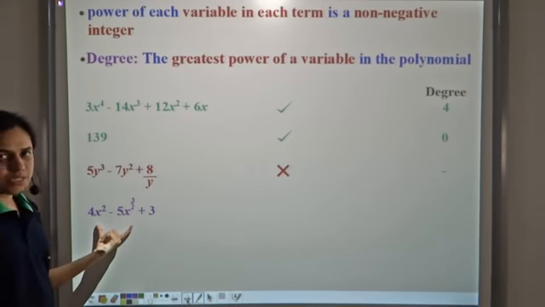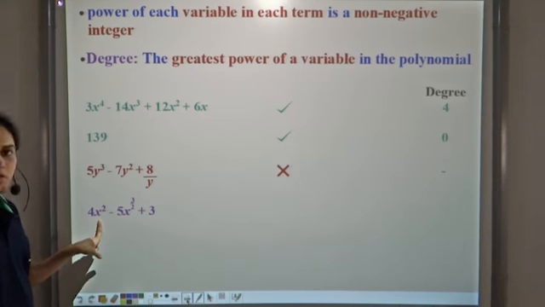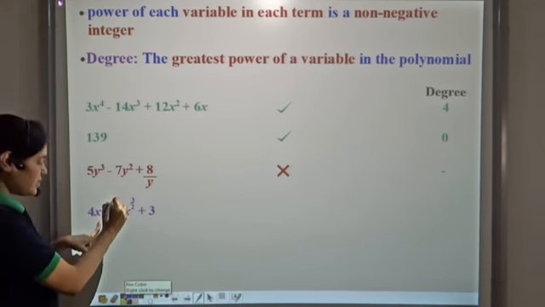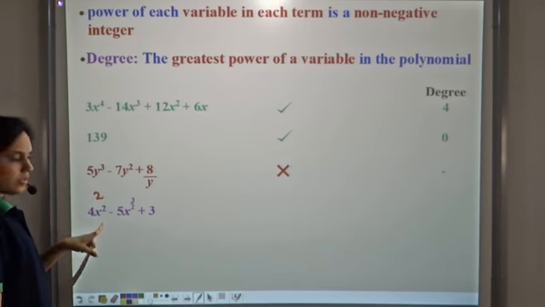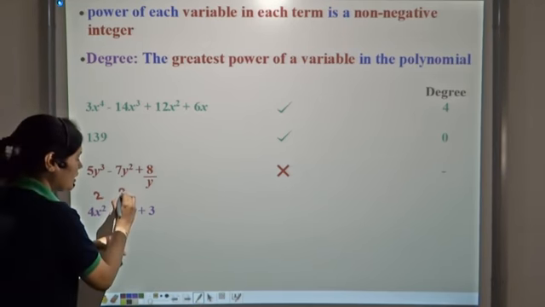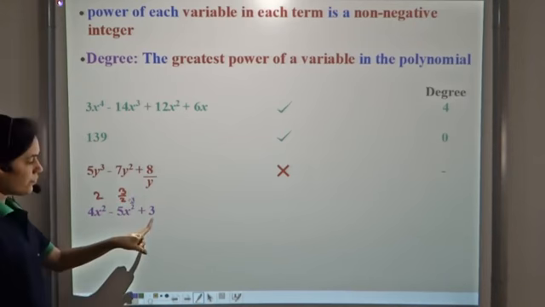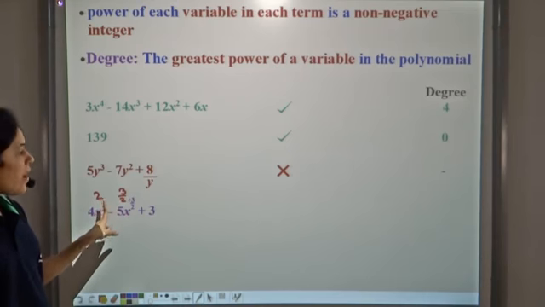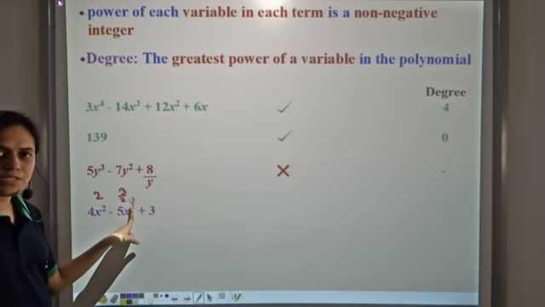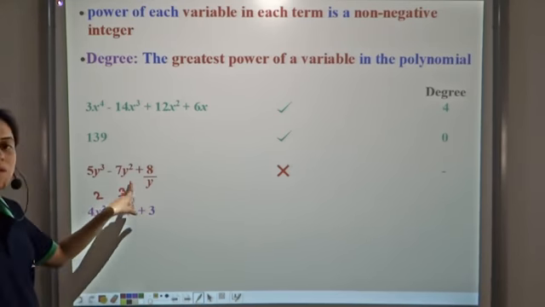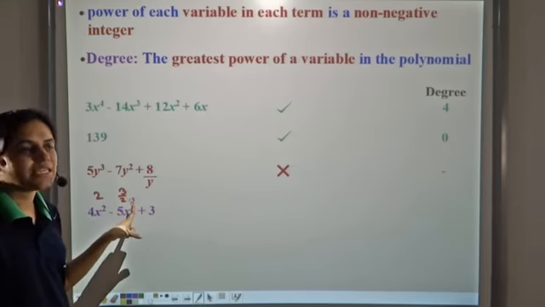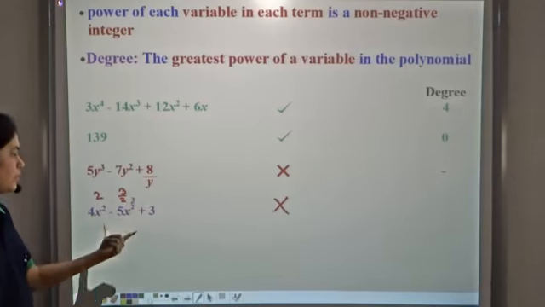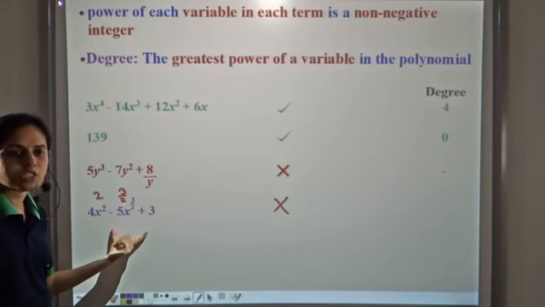Next, we consider this. Let us see what is the power of x in each term. The power of x here is 2. The power of x here is 3 by 2. And we do not have a variable here. So is the power of x a non-negative integer? Well, this 3 by 2 is not an integer. So this is not a polynomial. So this expression is not a polynomial.